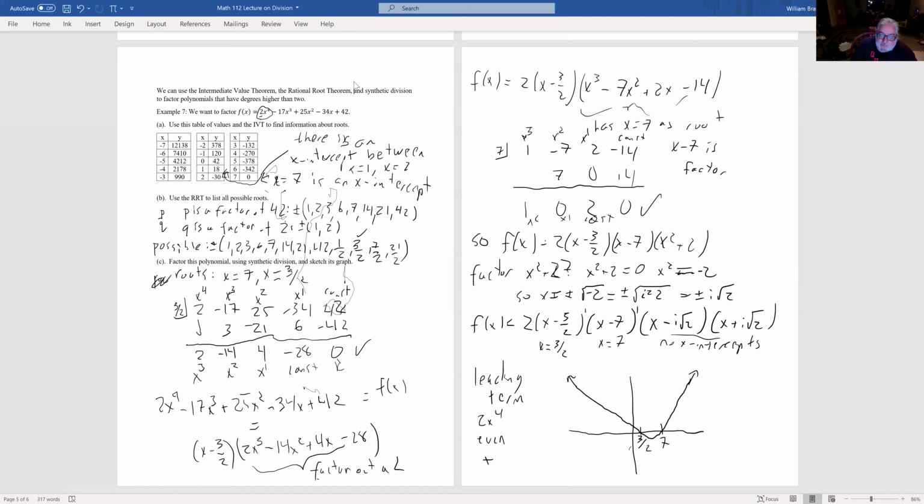So division allows us to factor things. Now we can factor polynomials that are higher than degree 2. We can find roots by using the rational root theorem and the intermediate value theorem. And then doing some synthetic division allows us to factor these things.